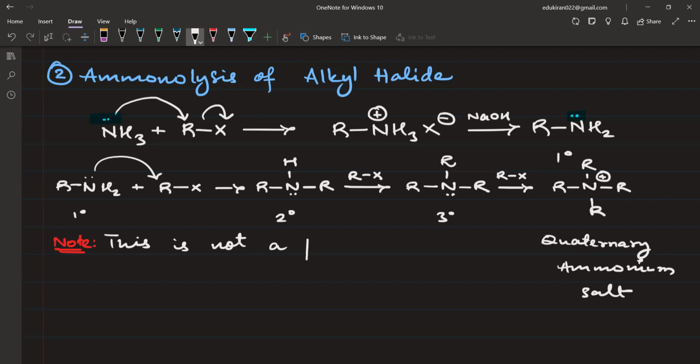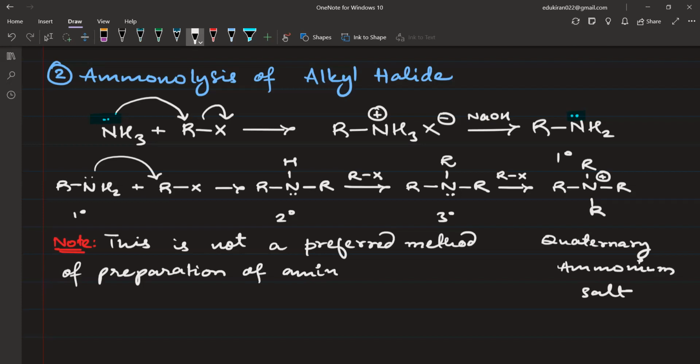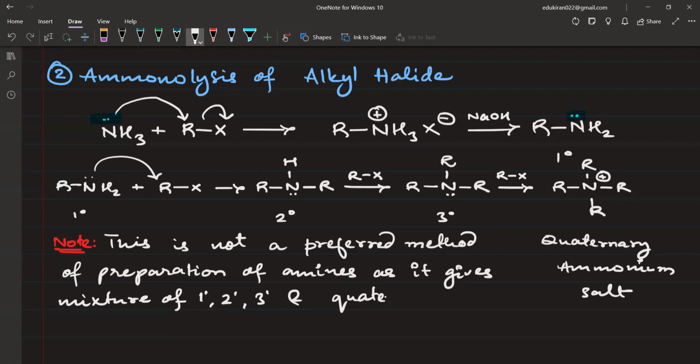This is not a preferred method of preparation of amines, as it gives mixture of 1 degree, 2 degree, 3 degree, and quaternary ammonium salt.